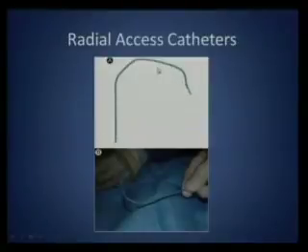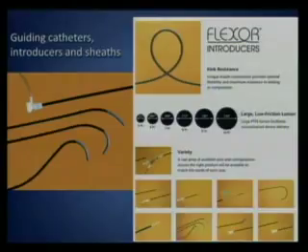This is known as a Jackie, and this is a Sierra. So these are different shapes. These are vessel catheters to be used for radial access.